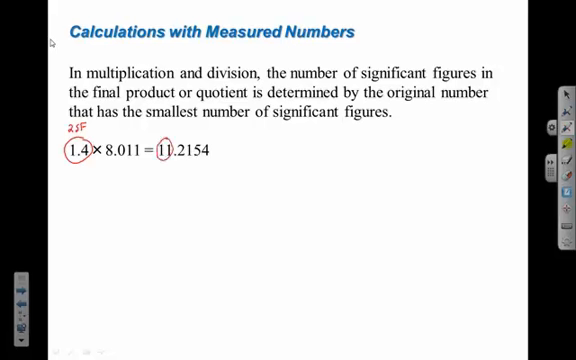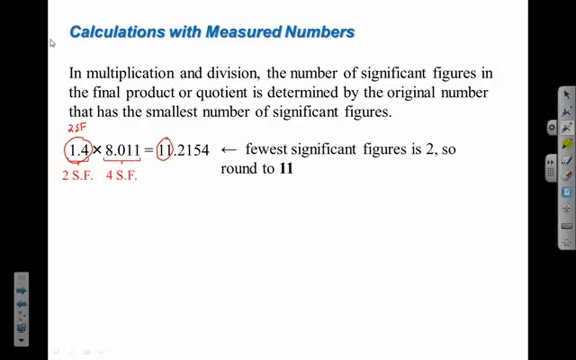So I would limit that to 11. I would get rid of the 0.2154. I would use the 2 to round, but I'm not rounding up because it's a small number, and so I just have 11 there as my answer. I can't report more than 2 SigFigs if I'm multiplying and dividing, and I had to plug something in that only had 2 SigFigs.